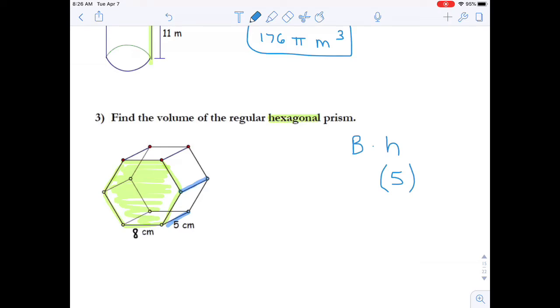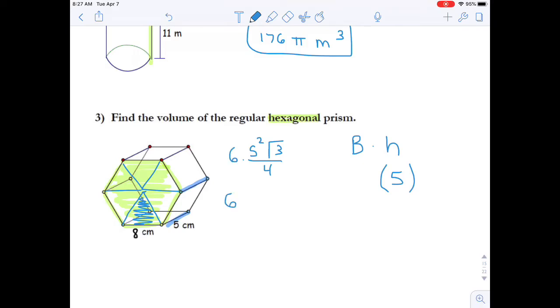Well, remember with the hexagon, if we were to draw in that center and make a triangle, we've created an equilateral triangle, right, with a side of 8. So using that formula, s squared root 3 over 4, that's going to give me the area of an individual one of these triangles, and I would have 6 of them. So I'd have to times by 6.